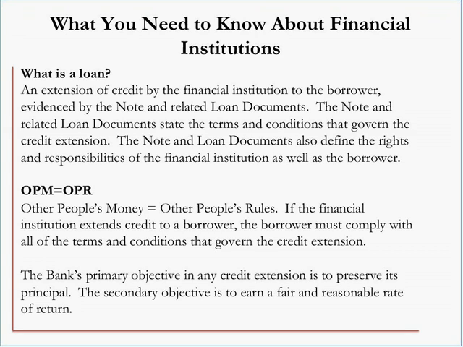Now, a lot of people think that the bank's primary objective is to make money. That is true, but it's not. That's a secondary objective. The primary objective, in my opinion, is to preserve and protect my principal. I gave you money. I want money back plus the interest on that money. So I want to do everything I can to preserve and protect the principal that I have extended to you in the form of credit. And the second objective is to earn a fair and reasonable rate of return.